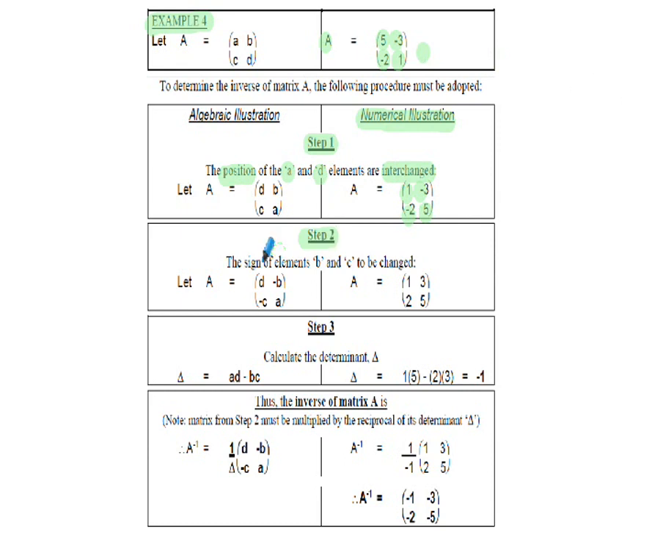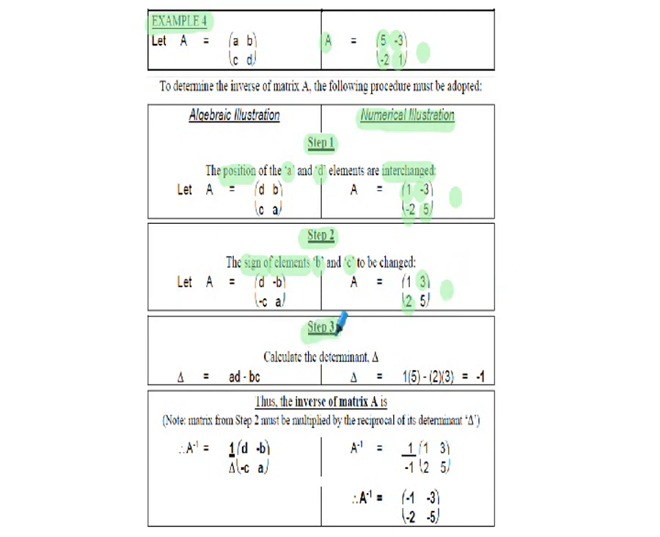In step 2, we're now going to change the sign of elements B and C. So these elements here and here have change of sign. They were negative in step 1, so we change those signs to positive in this case in step 2.